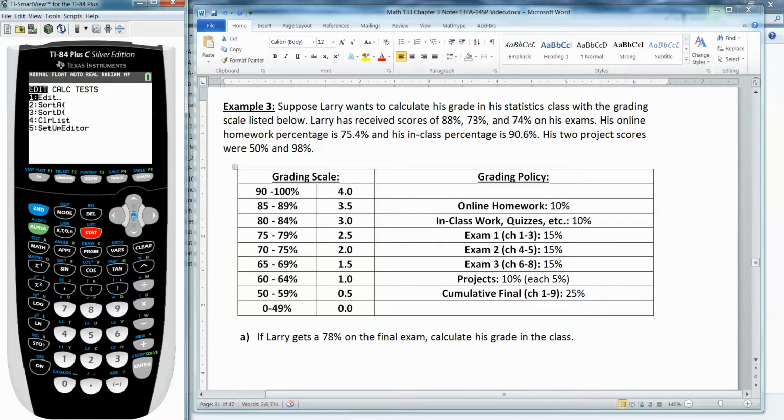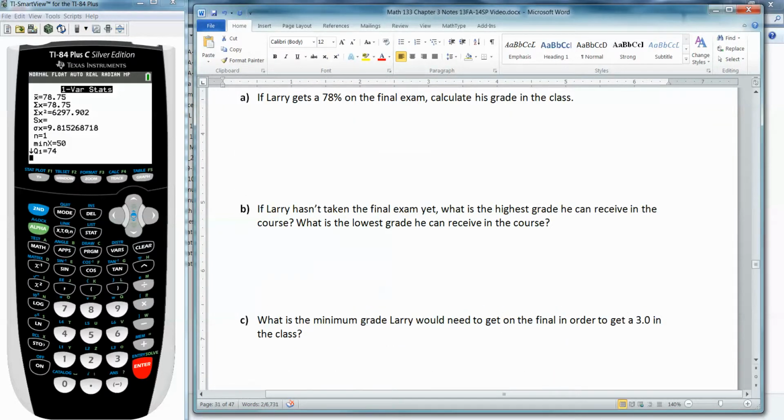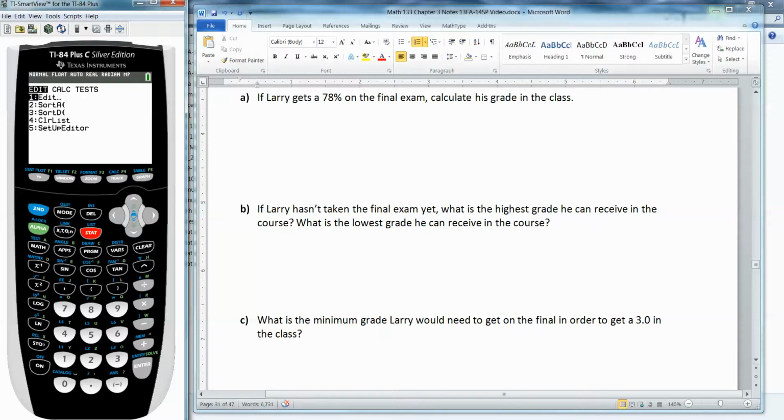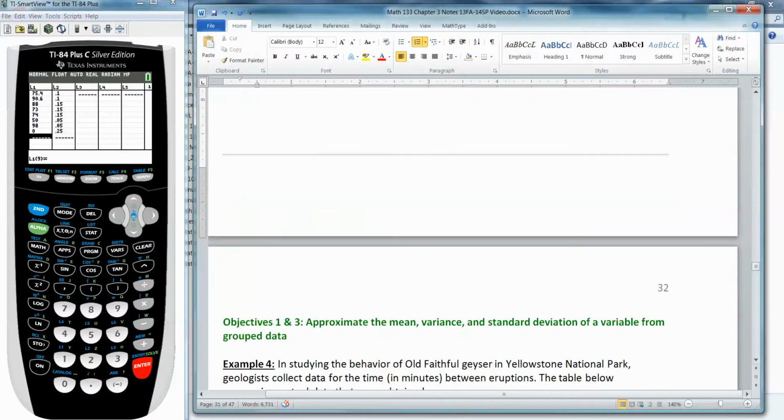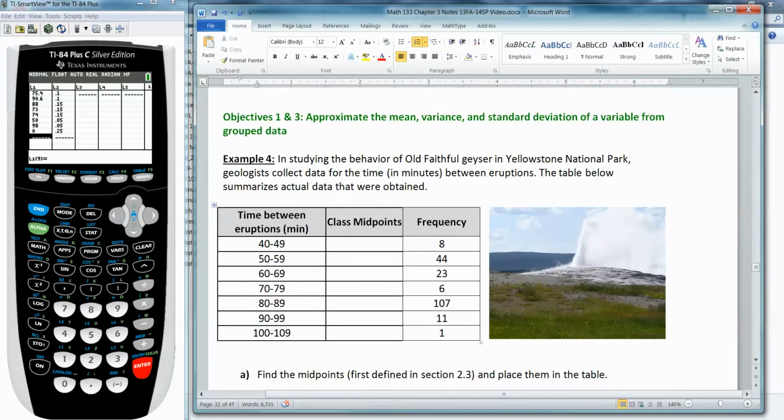Okay? Then go to Stat, Calculate, one variable, L1, L2. And there you go. There's that person's grade, 78.75. And for part B, if you want to fiddle around and see what's the highest and what's the lowest grade possible, well, if you haven't taken the final yet, then you can fiddle around with the highest grade and the lowest grade for the final. So the highest grade possible is a 100. You could run it again. The lowest grade possible would be a 0, and you could run it again. Okay? All right, last but not least, what about for grouped data?